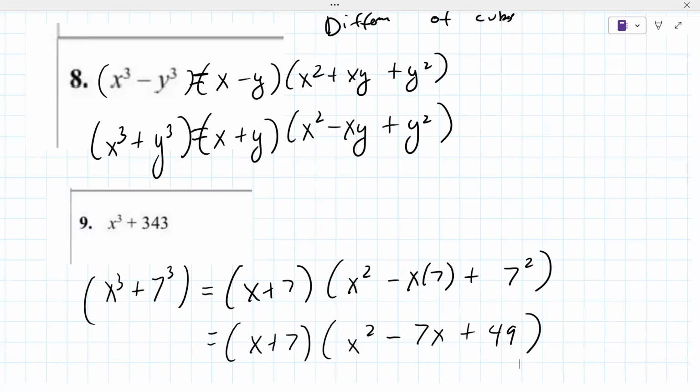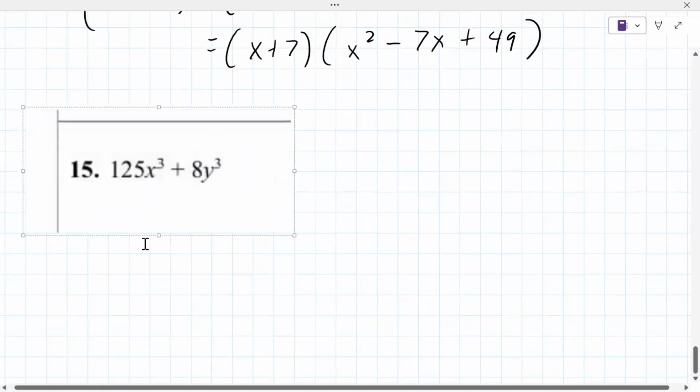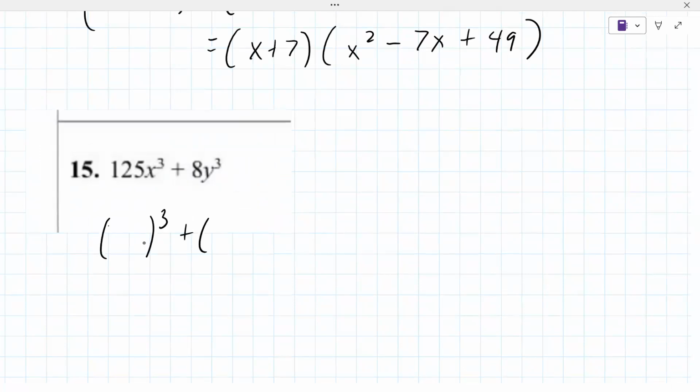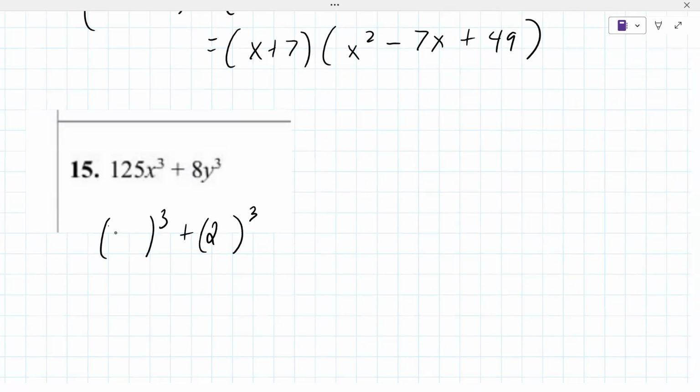Okay, we're going to look at 15 together before we move on to some other types of factoring. The game plan here is you have to figure out what it is that you're cubing plus what it is that you're cubing. What gets you back to 125x cubed? What gets you back to 8y cubed? What goes in parentheses? I know 8 is 2 cubed. And 125? It's 5. They don't get too large, so you might just remember a few of these, like 4 cubed is 64, 3 cubed is 27.